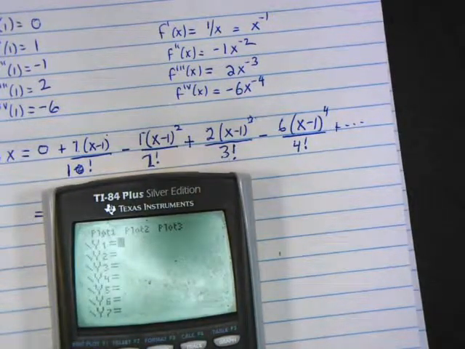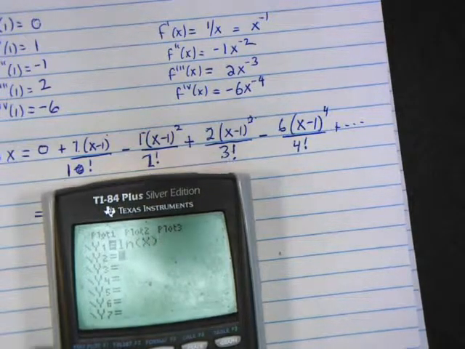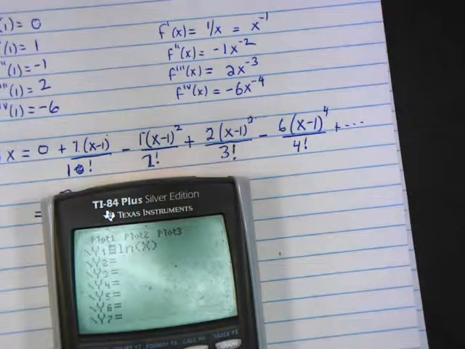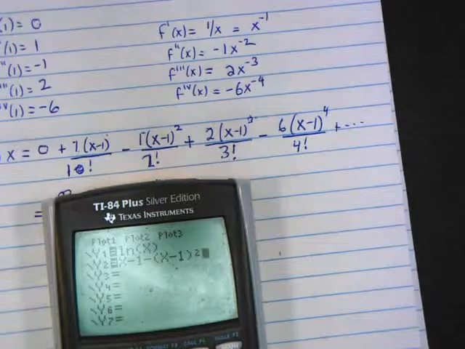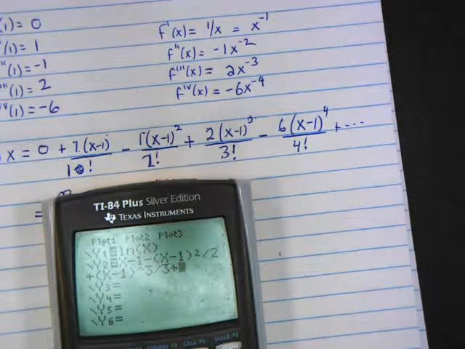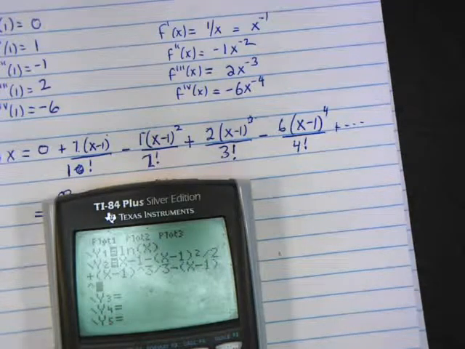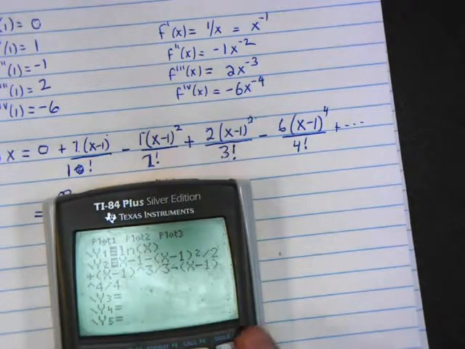Y equals, we'll graph ln x, and then we'll graph x minus 1 minus x minus 1 squared divided by 2 plus x minus 1 cubed divided by 3, plus, nope, minus x minus 1 to the 4th over 4. Is that enough terms, you think?